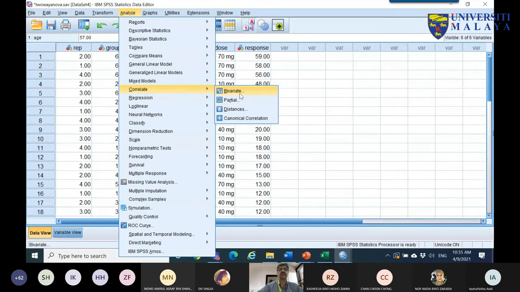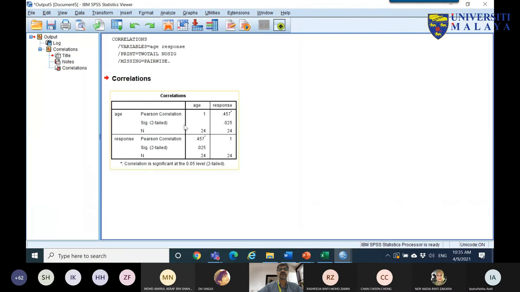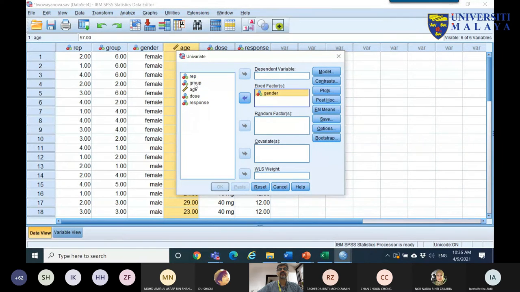in order to do the correlation, we go to bivariate, and then we put the age and outcomes, and then we run the correlation coefficient. The correlation coefficient is significant, so age is significantly correlated with the outcomes. And if I do the comparison between dose and gender for the response without including the age, because age is probably not the same and it is correlated with outcomes, we need to add the age as a covariate in the analysis.